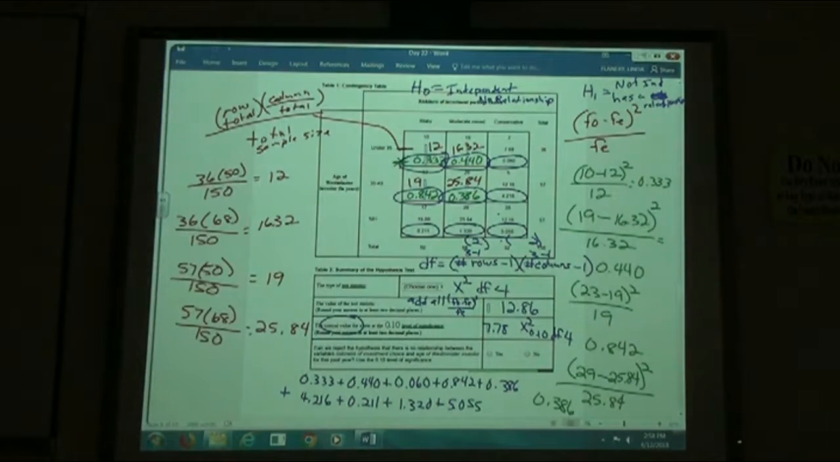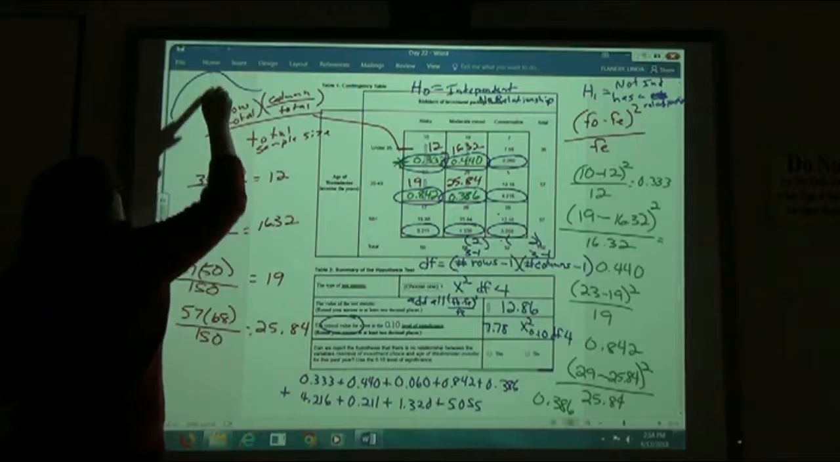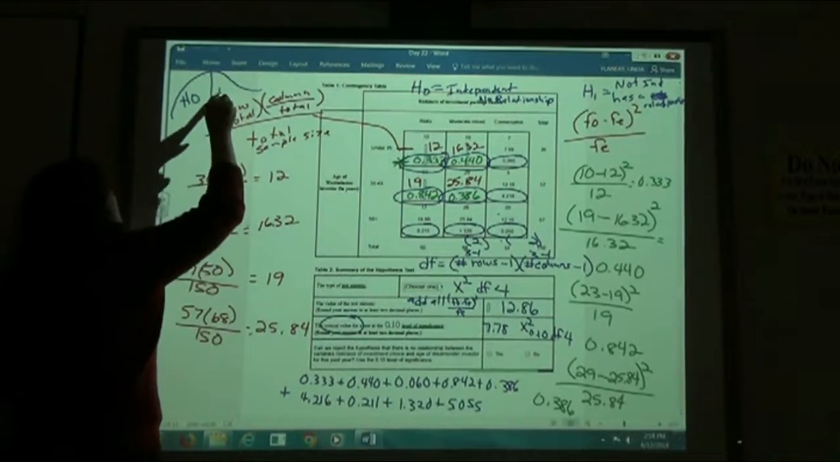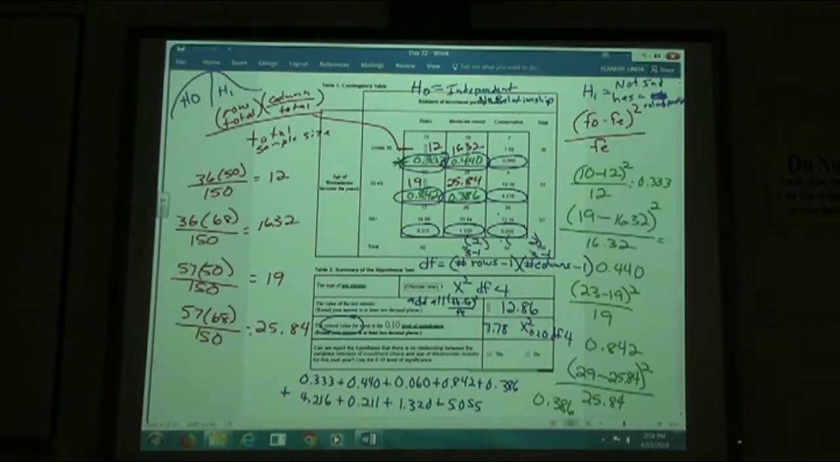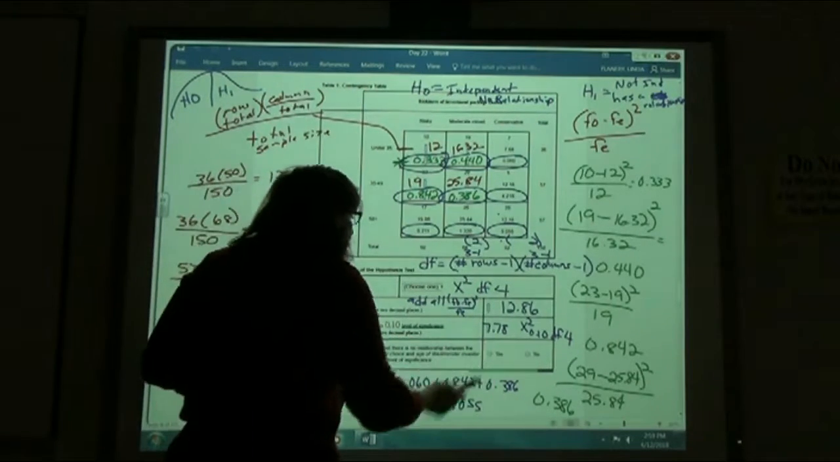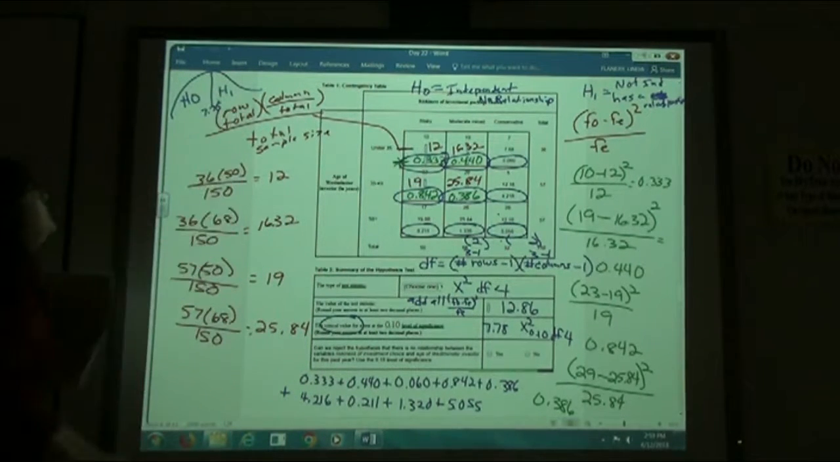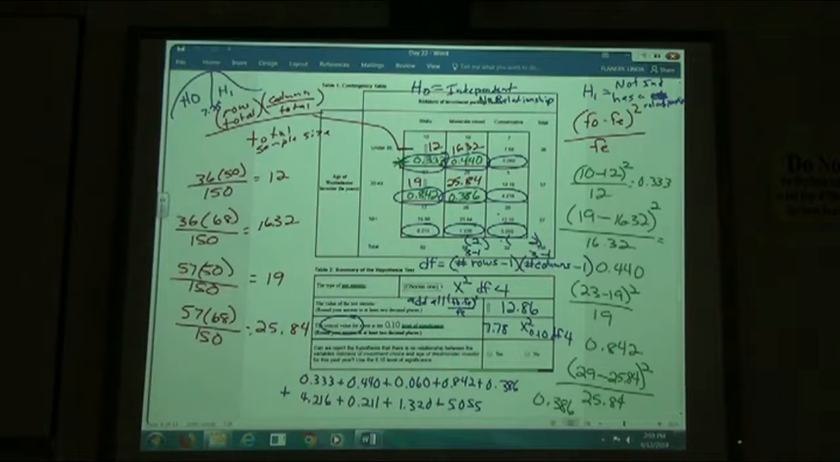So, my null is that it's independent, doesn't have a relationship. My alternative one is it's not independent. Again, when we do these ones, my null is over here. My alternate one's going to be over to the right side. So my critical value was 7.78. Is that 7.78 is my critical value?